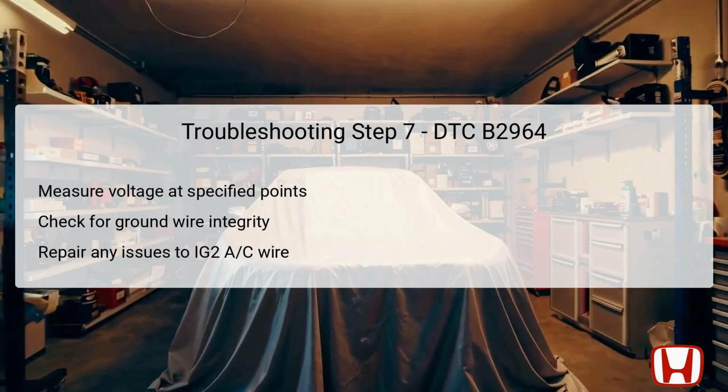If battery voltage is present at this stage, check the integrity of the ground wire. If that wire is intact, inspect G402 for any signs of poor grounding, as inadequate grounding can lead to communication problems as well. Should there be no voltage present, be prepared to repair an open circuit within the IG2 AC wire, as this is essential for the climate control system's operation.